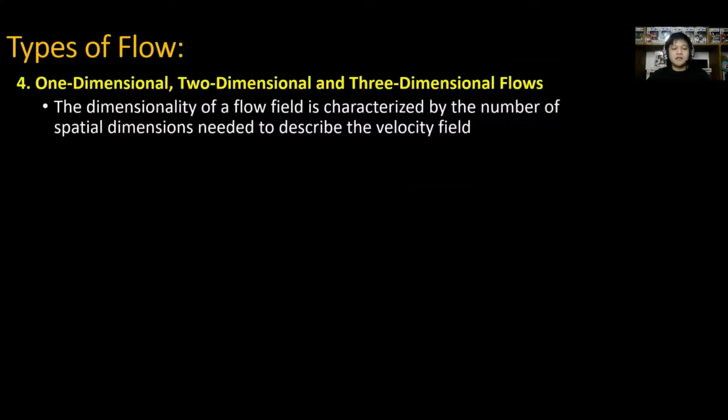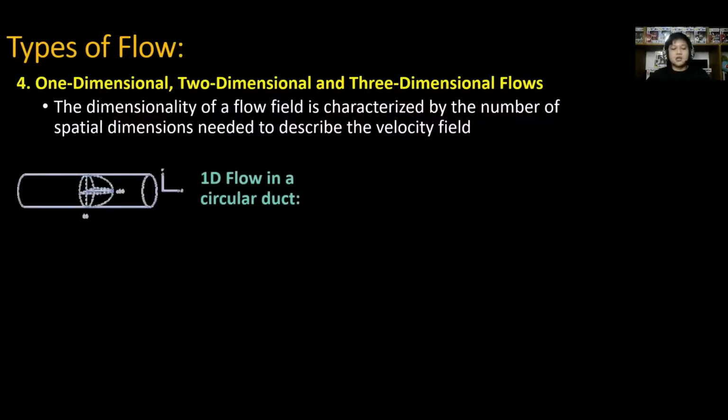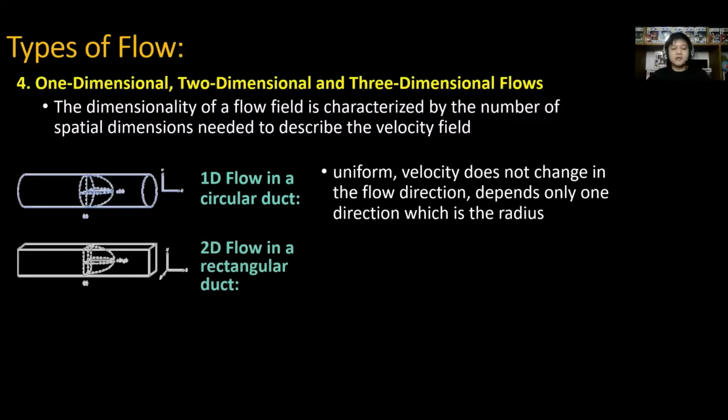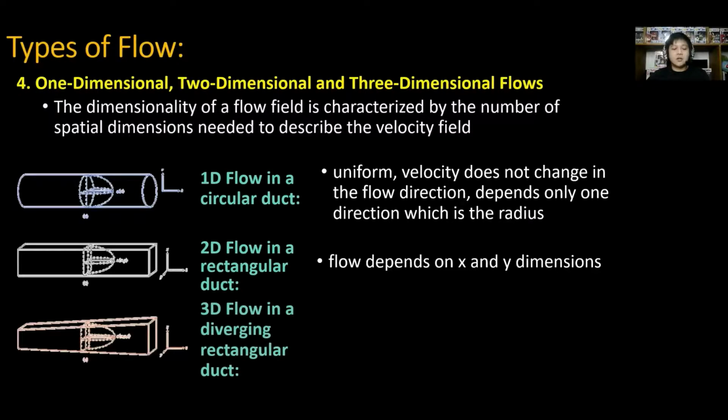Fourth is the dimensional flows. For one-dimensional flow in a circular duct, velocity is uniform and depends only on one direction, which is the radius. For two-dimensional flow in a rectangular duct, flow depends on x and y dimensions. For three-dimensional flow in a diverging rectangular duct, flow depends on x, y, and z dimensions.